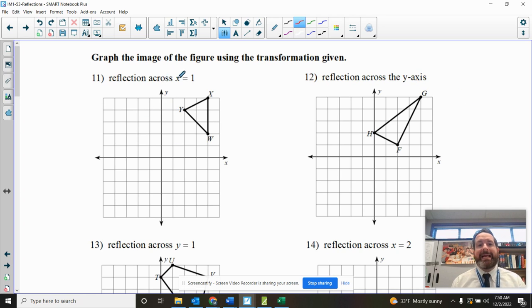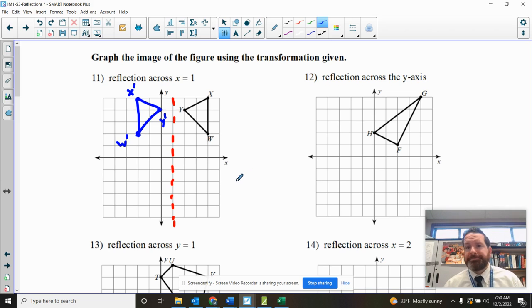First, put in your reflecting line. X equals 1 is a straight vertical line through the x-axis at 1. And so your points now just get flipped across. So y is 1 box away from the line, so y prime is the same on the other side. X is 1, 2, 3 boxes away, so x prime is going to be 3 boxes away. And then w prime is right below x prime. So the same thing should be true on the reflection. Also, those 3 boxes away. And there you have it.